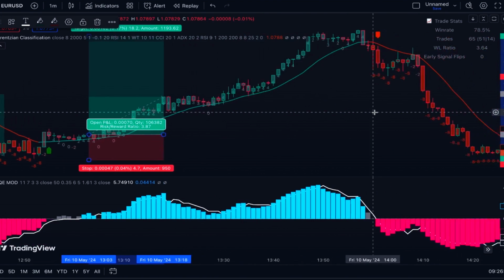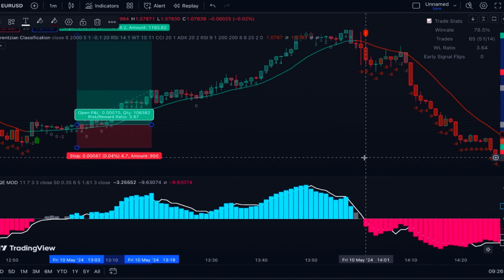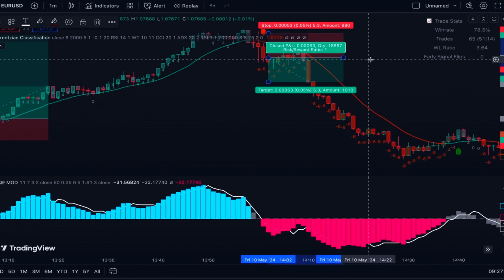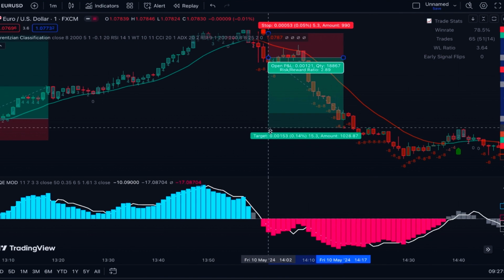Moving on the chart, we have a sell signal here and the histogram is red and the bar is below the white line, so the signal is confirmed and we can enter a short position at this point when this new candle is opened. And this is also a profitable position, as you can see.